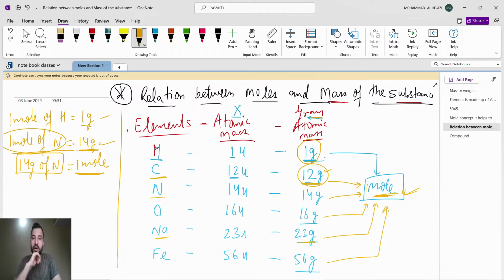If I give you the reverse, like 14 gram of nitrogen, then 14 gram of nitrogen means 1 nitrogen atom, that is 1 mole. If I tell you 40 gram of calcium, it means 1 calcium, whose mass is 40 gram, so it's 1 mole. Same for 1 mole of calcium: 1 calcium is 40 gram. So I will give you the mole, you tell me the mass. I will tell you the mass, you tell me the mole.